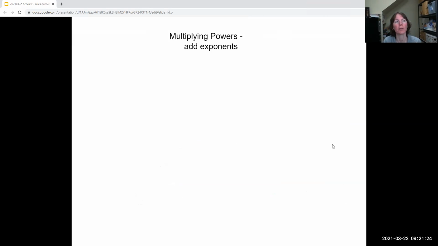So we know that our multiplying powers rule was that you add the exponents. And we wrote down something that looked like this in our notes when we did that. That if I have x to the a times x to the b, my end answer is going to be x to the a plus b. So I want you guys to write on your paper x to the second times x to the sixth and figure out what that would be.